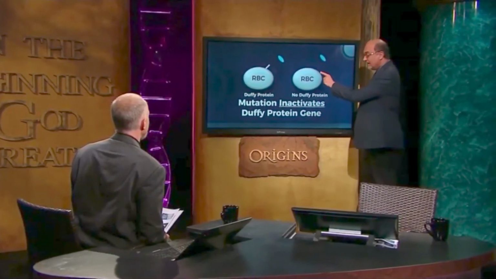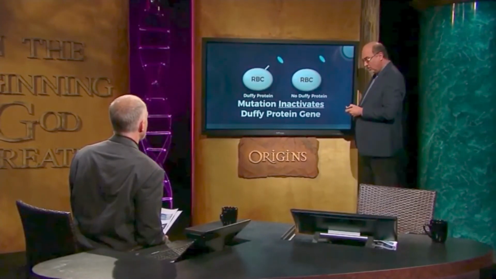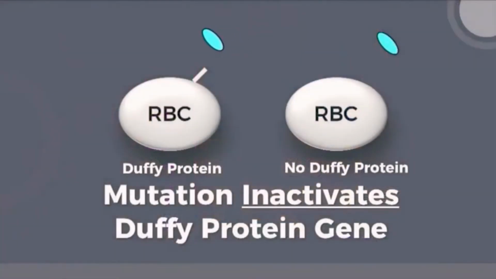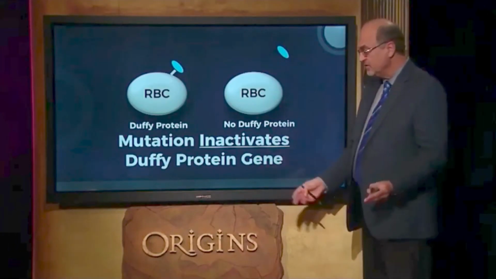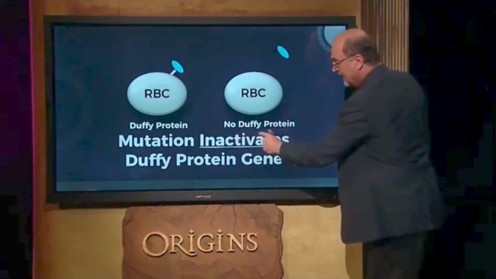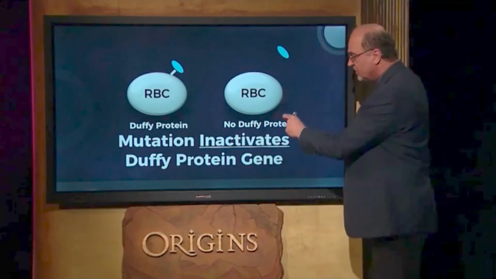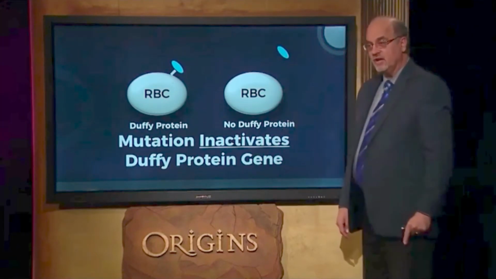The catch is that, okay, here we have a red blood cell with the Duffy protein. The malaria protozoa attaches, all right? Here we have one with no Duffy protein. The malaria protozoa does not attach. You have an increased resistance, but see, it's because you inactivated the gene to make the Duffy protein.